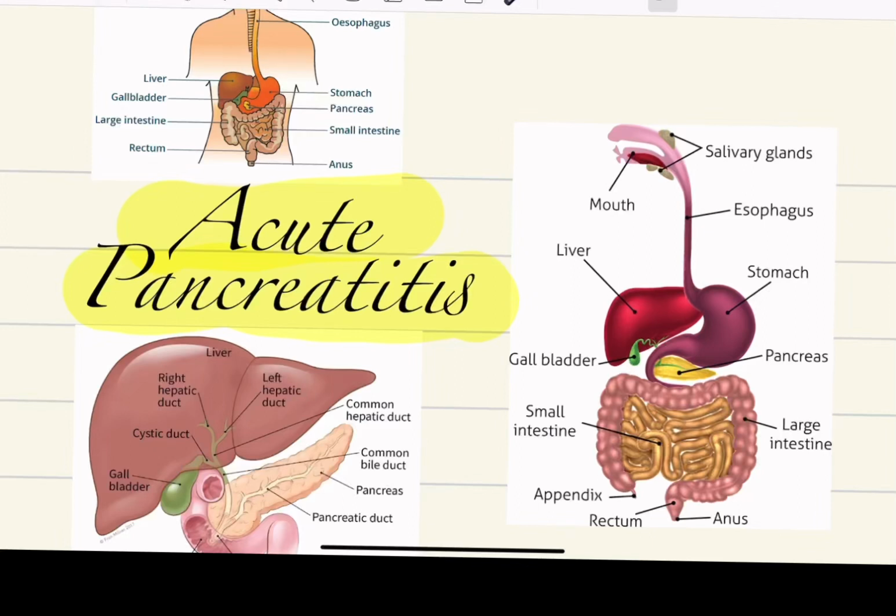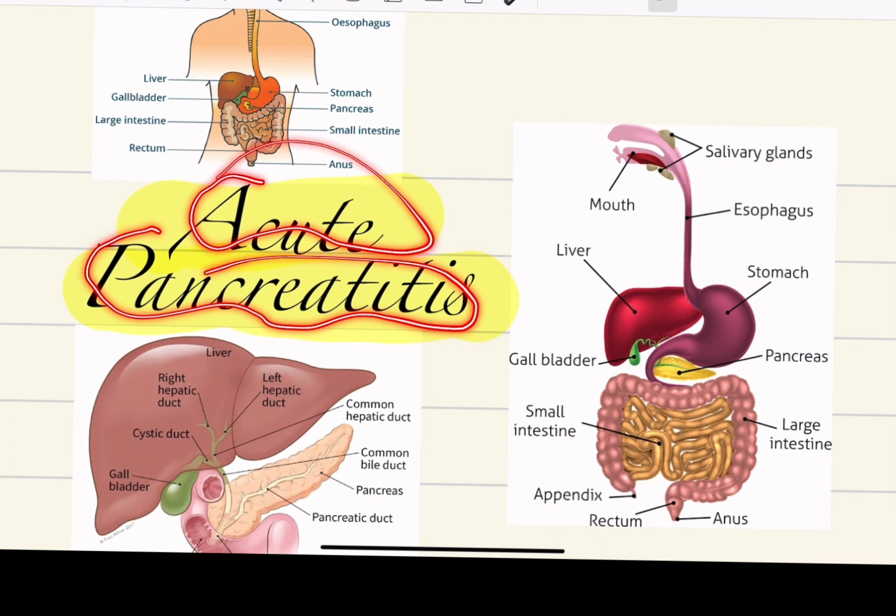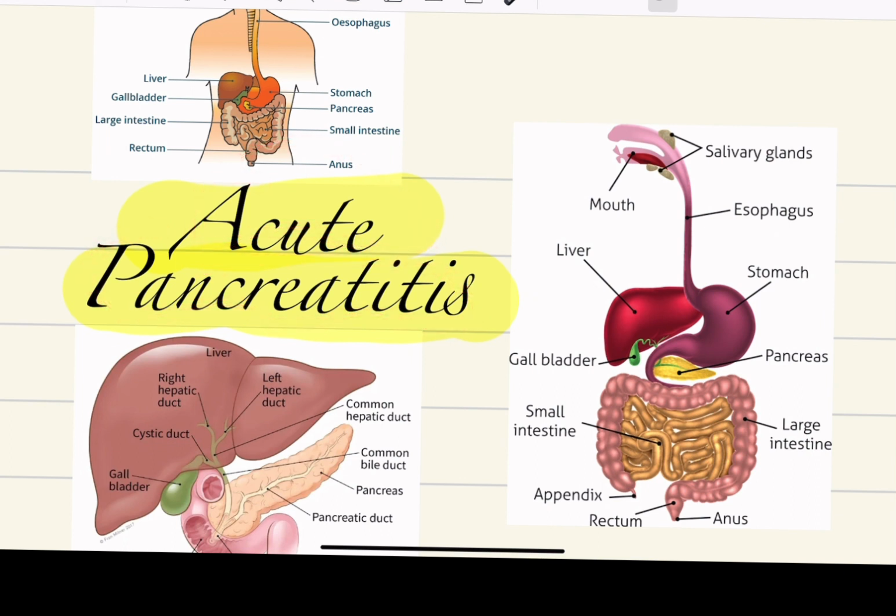Hello everyone, let's discuss acute pancreatitis. Acute pancreatitis is the inflammation of the pancreas. The pancreas is an organ located in our abdomen. It is a mixed gland which has exocrine and endocrine components.